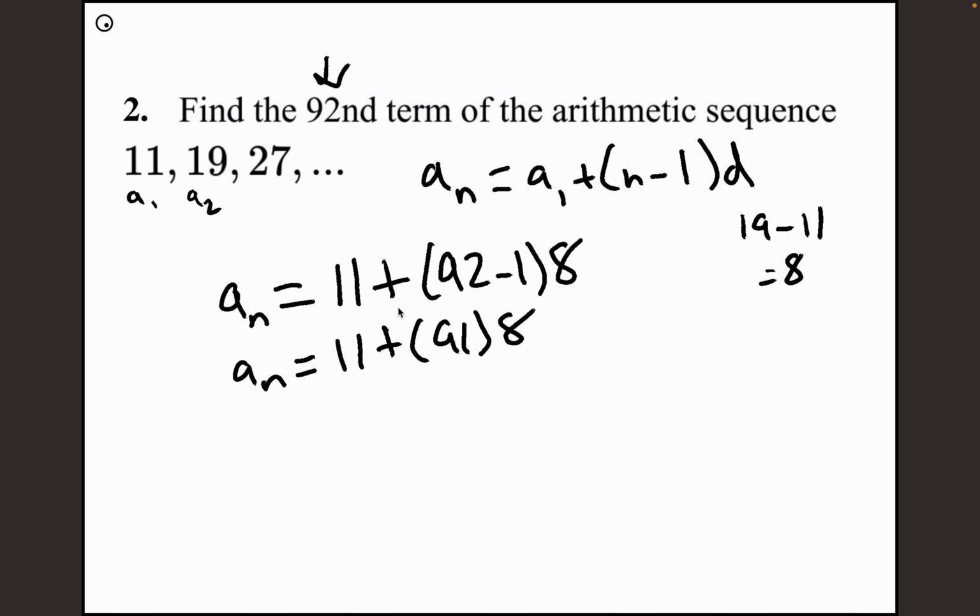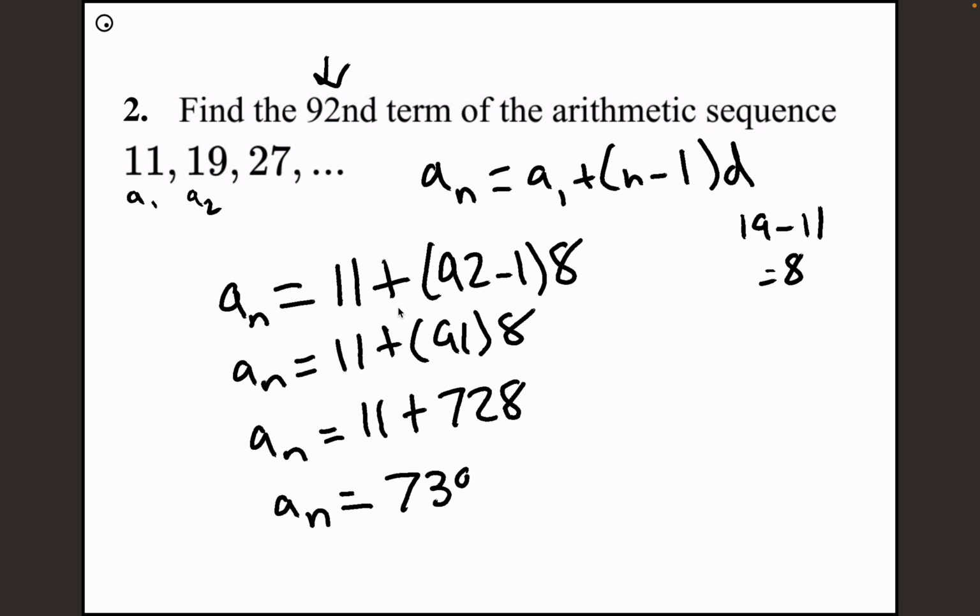So I'm going to put 91 times 8 into my calculator, and I am going to get 11 plus 728. Go ahead and add that 11, and that is going to be our answer. So we're going to get 739. And there is our answer. Perfect. Let's look at just one last one together.